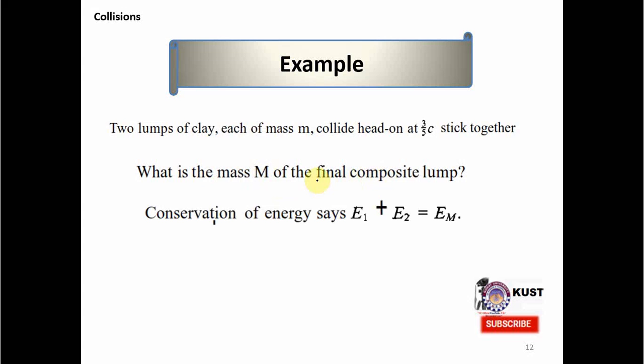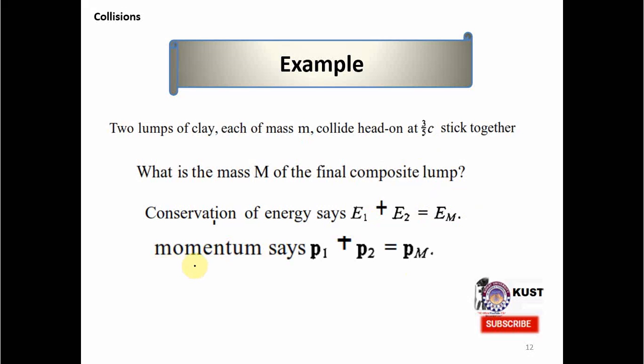The answer is, first of all, we have to check the conservation of energy, which says that E1 plus E2 is equal to E_M. These are the two particles before collision, each of mass m, where E1 is the energy of the first particle and E2 is the energy of the second particle. They collided with this speed and stuck together, and E_M is the energy of this lump at the end. So how can we calculate now?